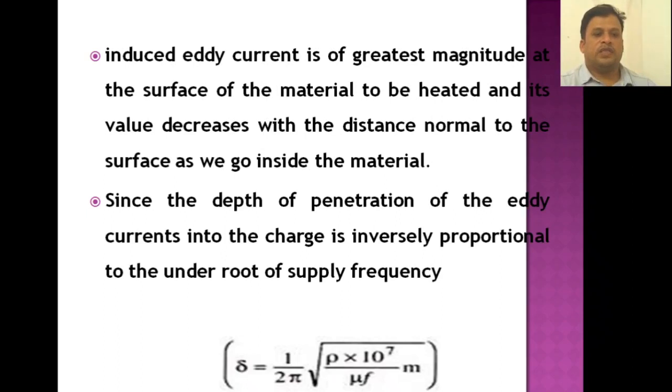Therefore, since the depth of penetration of eddy currents into the charge is inversely proportional to the square root of the supply frequency, we can say here delta is equal to 1 by 2 pi times the square root of sigma into 10 power 7 by microfarad into meters. So the depth of penetration is given by that formula. Here it is delta, and f is the frequency.